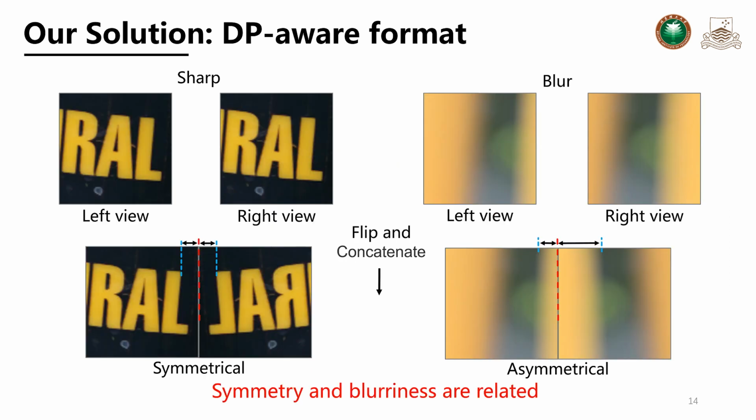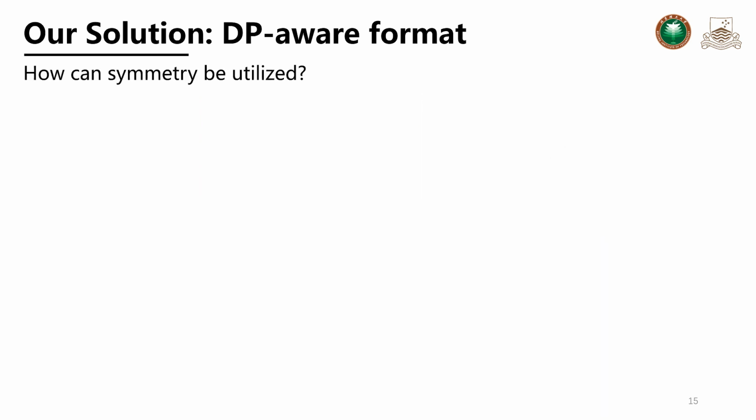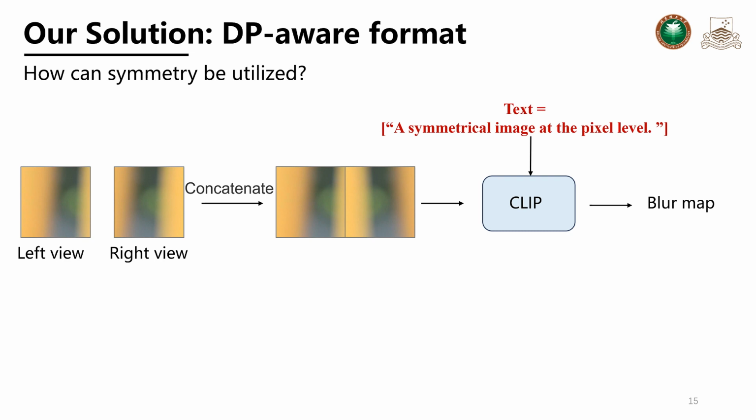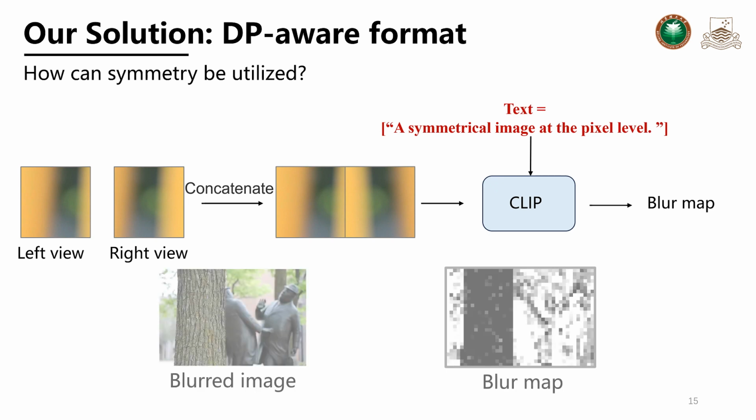We thought about the symmetry of the image. As can be seen, the clear image has no disparity and the image remains symmetric after flip and concat. While the blurred image is asymmetric after flip and concat, that means symmetry can quantify the amount of DP image defocus blur. This observation inspired us to use CLIP to query the similarity between the flipped image and a symmetry-related prompt, such as "a symmetrical image at the pixel level." The blur map obtained in this way is satisfactory.